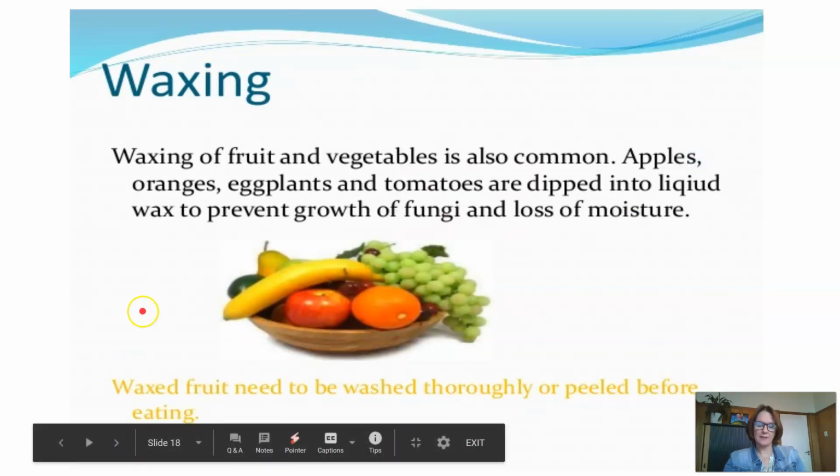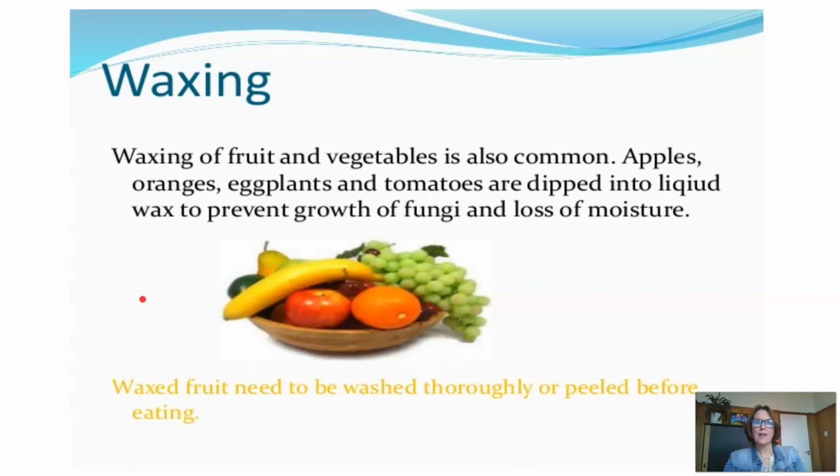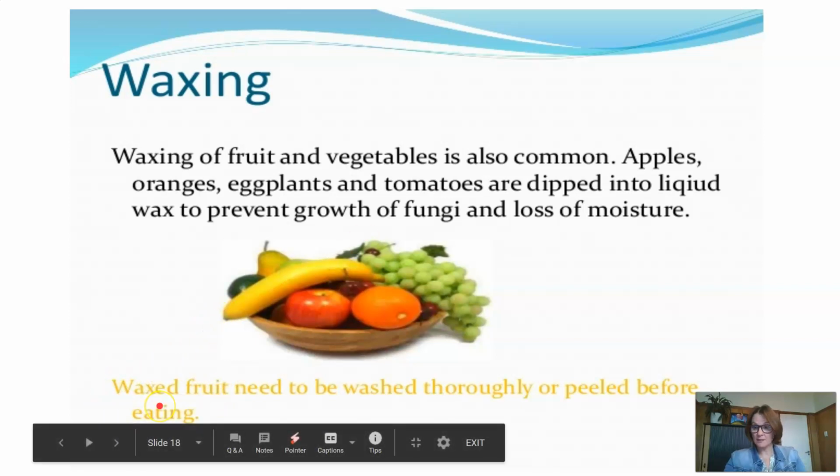This was an interesting method while I was doing the research for this lesson. It's called waxing. And apparently it's also quite common. I've never seen it or tried it, but apples, oranges, eggplants, and tomatoes are dipped into liquid wax to prevent the growth of the fungi and also to prevent the fruit from losing its moisture. Obviously, once it's been waxed and preserved, it needs to be washed thoroughly, peeled before you're eating it. Can't imagine it will be quite tasty with that wax on it.